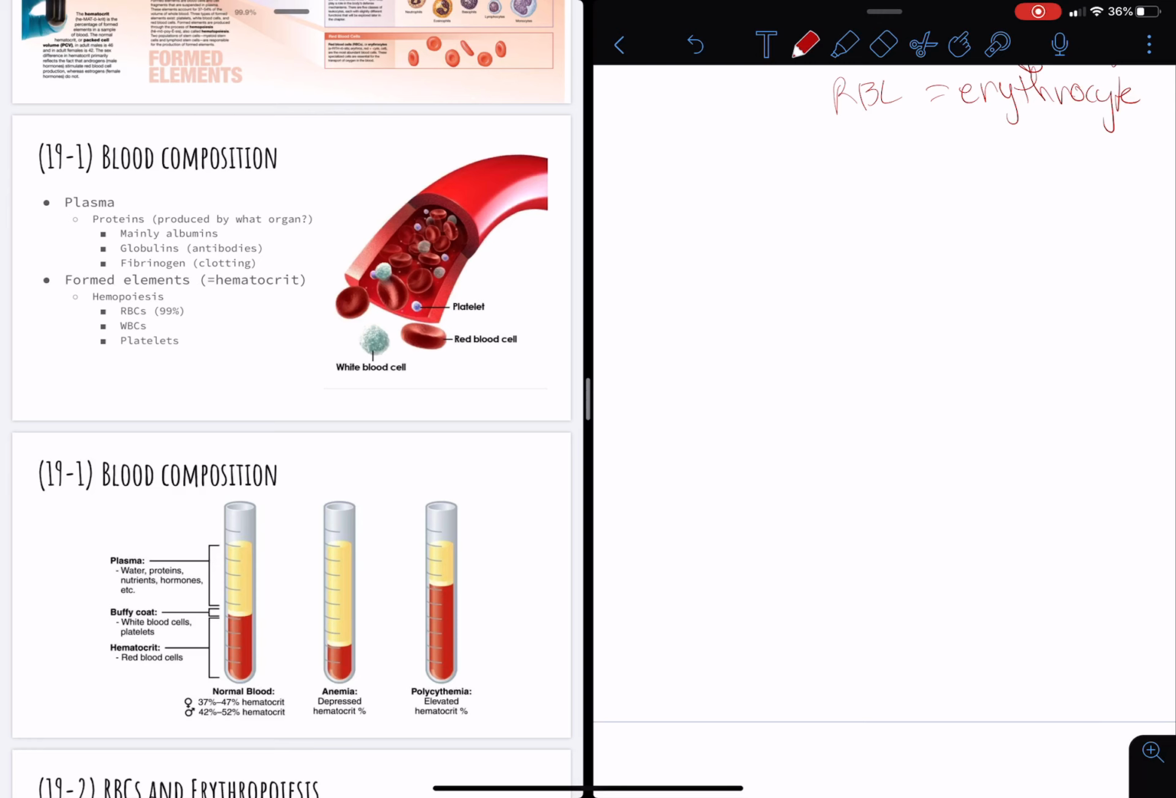All right, so the formed elements. The plasma was 55%, the formed elements is the 45%. Formed elements we can consider hematocrit, so this is what can be measured from a blood draw. And in order to make formed elements, we go through a process called hemopoiesis. And hemopoiesis, remember that poiesis piece? That's creating of hemo. And anything referring to hemo means referring to the blood vascular system. So hemopoiesis of red blood cells is about 99% of what the components are of the formed elements. And then last, we have white blood cells and platelets.